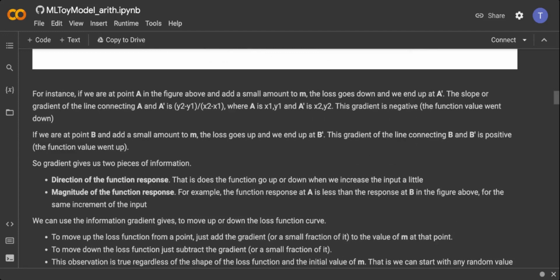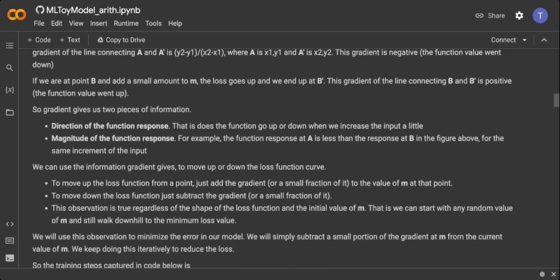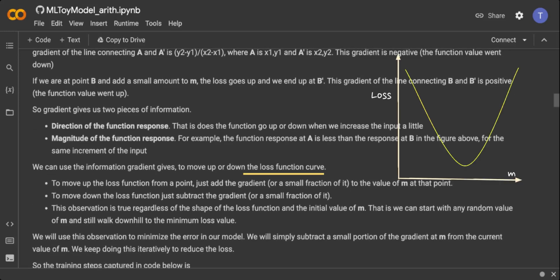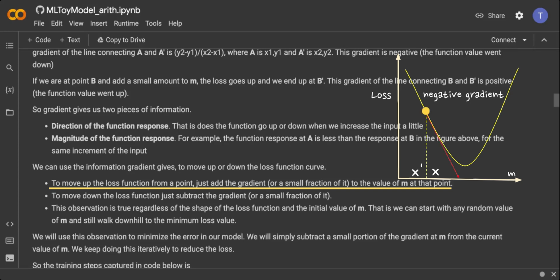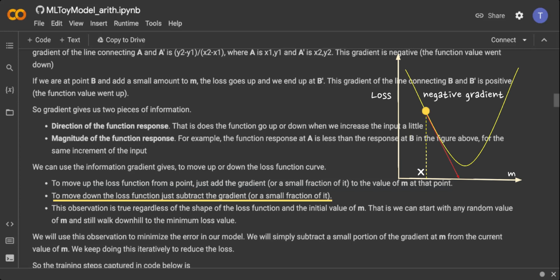Secondly, gradient also gives the magnitude of the function response to a small increase in the input. For example, the function response at A is less than the response at B in the figure, for the same increment of the input. We can use the information gradient gives to move up or down the loss function curve. To move up the loss function curve from a point where m is say, x, just add a small fraction of the gradient at that point to x. Conversely, to move down the loss function curve at a point where m is x, just subtract a small fraction of the gradient at that point from x.